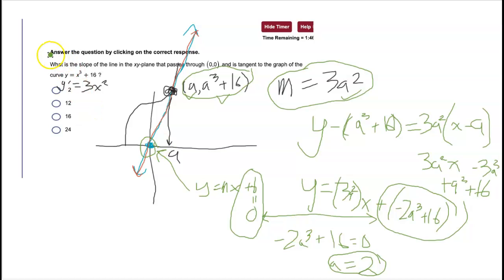Nope. What is the slope of the line? So the answer is not a equals 2. The answer turns into 3 times 2 squared, and that's 3 times 4. That's 12. That's the actual answer.